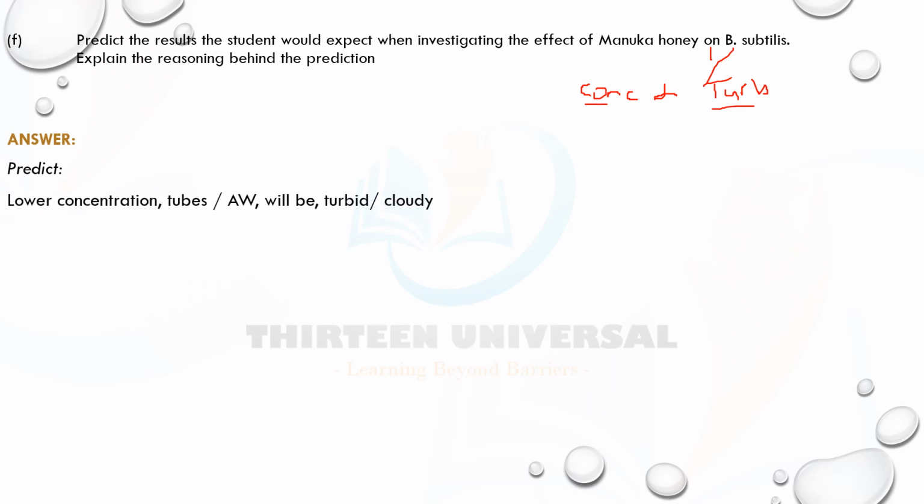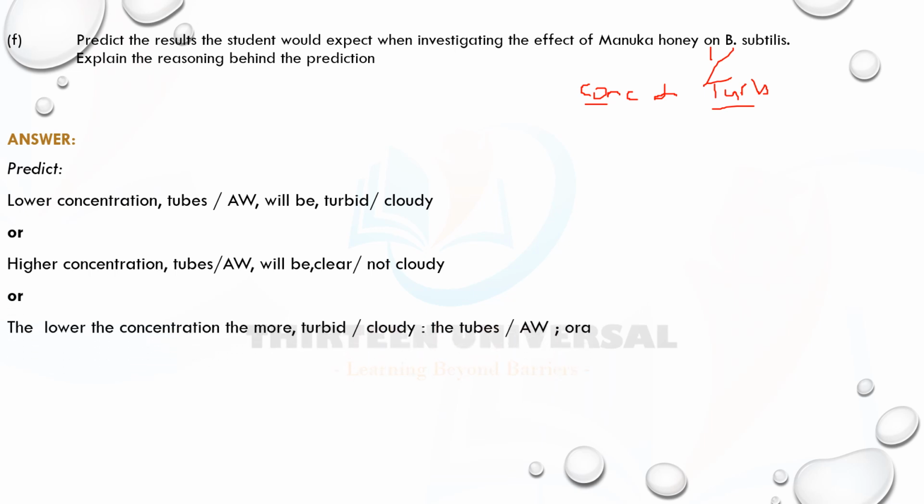Predict: lower concentration tubes will be turbid, or cloudy. So the ones that have lower concentrations will be very turbid. Or you can say high concentration tubes will be clear, not cloudy. So you see that? Or the lower the concentration, the more turbid. Yes, that's cloudy tubes. They just added the tubes because we have to tailor it to see the context.